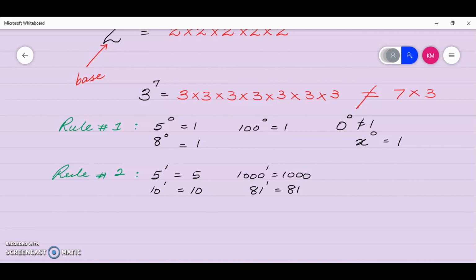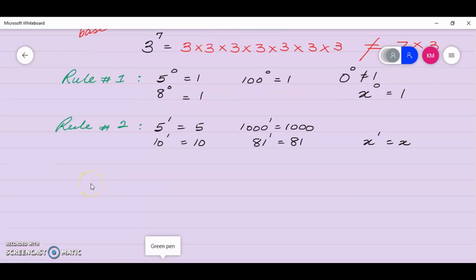So we are going to write rule number 2 in a general form. We're going to use x to represent our base. So x, which represents any number, raised to the power 1 is going to give us back x.